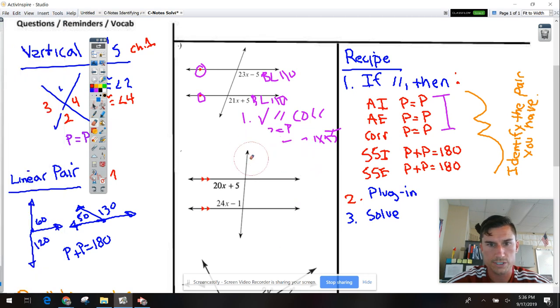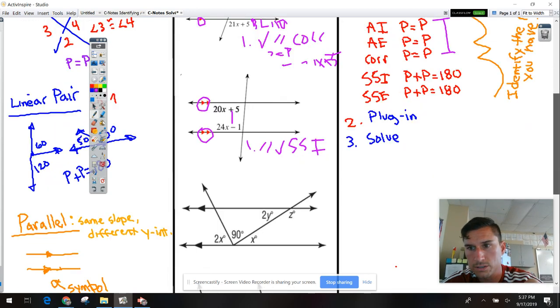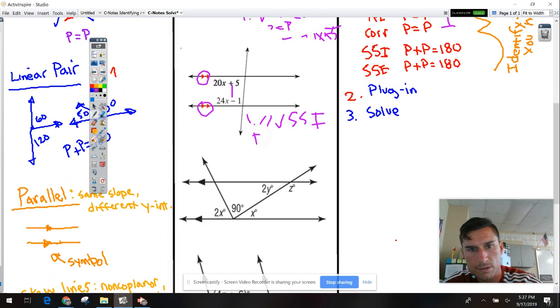All right, so this next one. Do we have parallel lines? The answer is yes. Circling the symbols here. So step one, parallel lines, check. We're going to identify them. They're on the left side of the transversal, both in the interiors we can connect. So same side interior. So that is going to be part plus part is equal to 180.